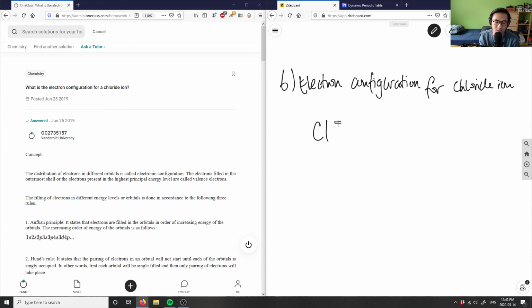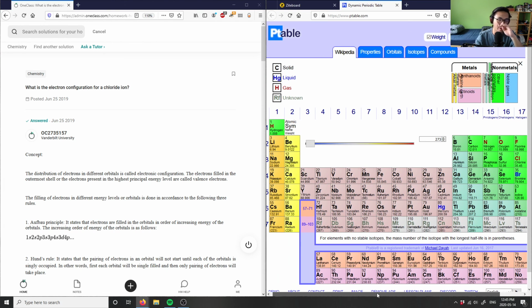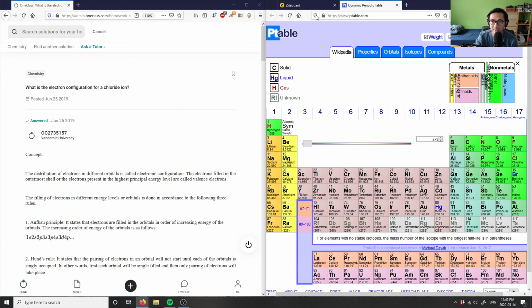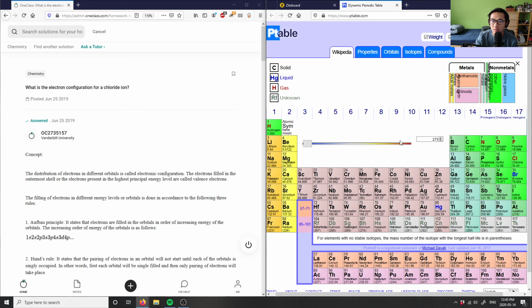Or 1 minus, or just simply minus. So I want the electron configuration of this. I'm going to start off my electron configuration. Let's see how many electrons are in chlorine here. Both of my electrons are going to be in the 1s orbital, so I'm going to write 1s2 for these two guys here.